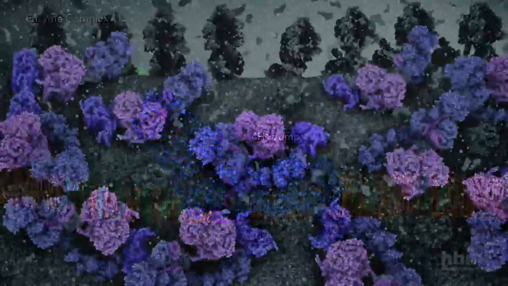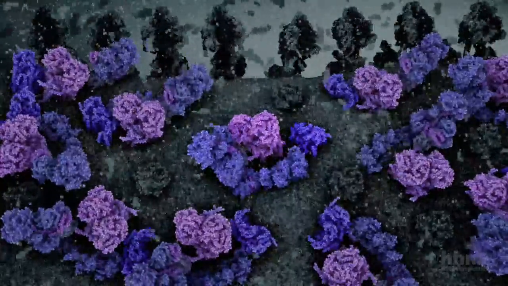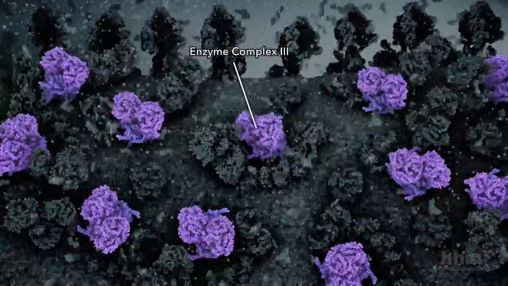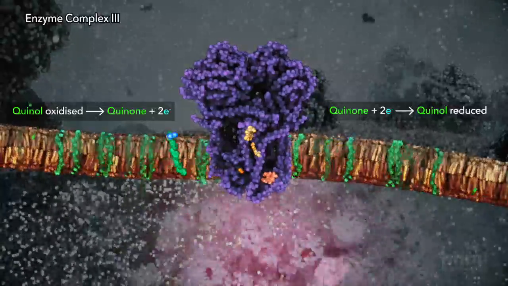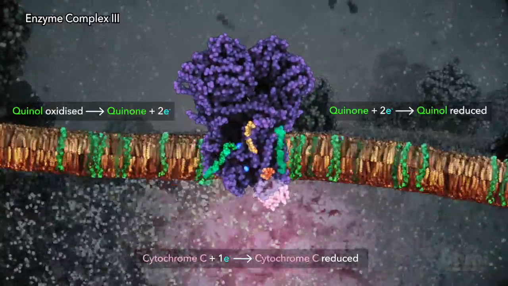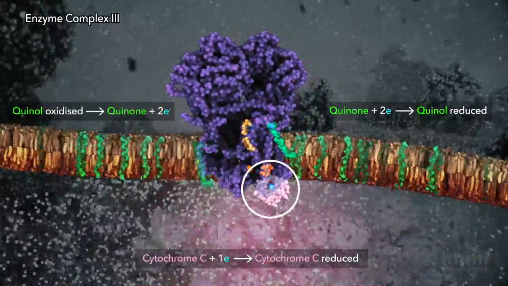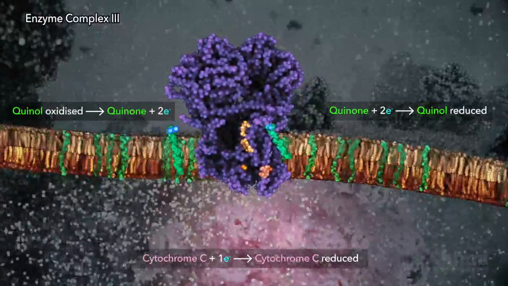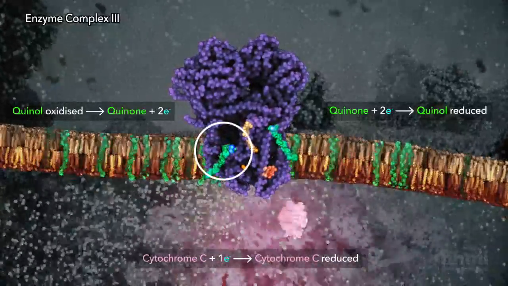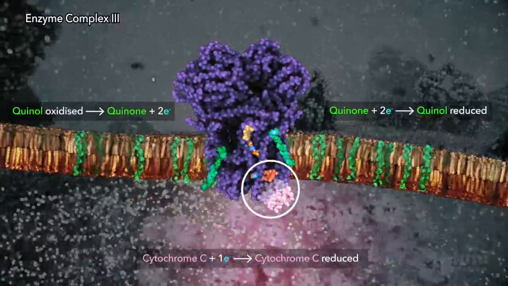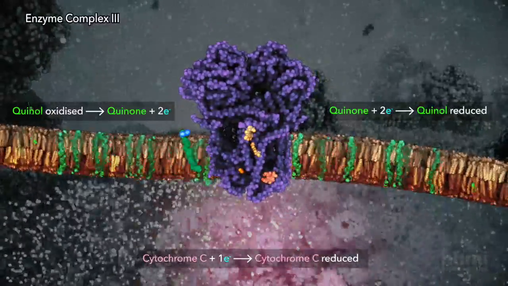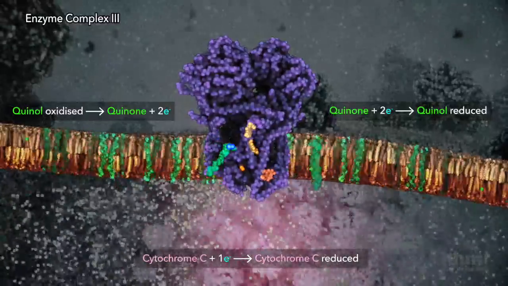The second step of the electron transport chain is performed by enzyme complex 3. The mechanism of complex 3 separates electrons from coenzyme Q, passing one electron to cytochrome C, which is reduced. A complete reaction cycle of enzyme complex 3 transports 4 protons across the membrane.